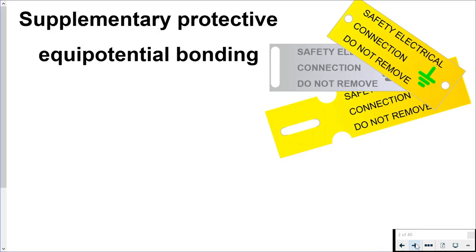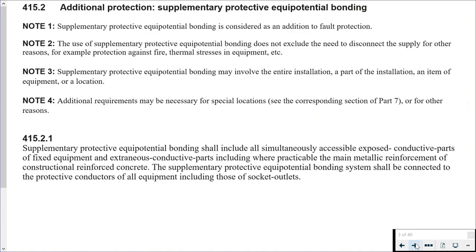We're going to have a look at the requirements for supplementary protective equipotential bonding within your installations. If you open up your regs book to Part 4, Chapter 41, 415.2, we have additional protection, supplementary protective equipotential bonding. Note 1 tells you that it's an addition to fault protection. And note 2 says that it doesn't exclude the need to disconnect the supply for other reasons, for example, for protection against fire, thermal stresses, etc.